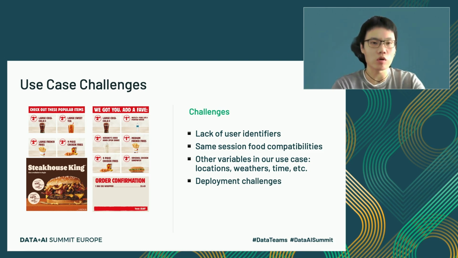And we also have to consider other variables in our use case. There are things like location, the weather, and the time. They all play an important role when guests order food, so our model needs to be able to consider all of those. And there are also deployment challenges. We need to be able to deploy the solution across all the restaurants around the world, and not only locations with good network connections. So our deployment solution also needs to be very flexible.